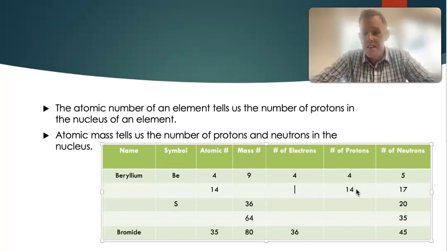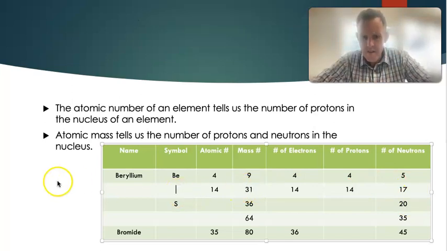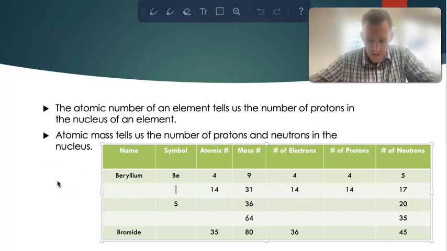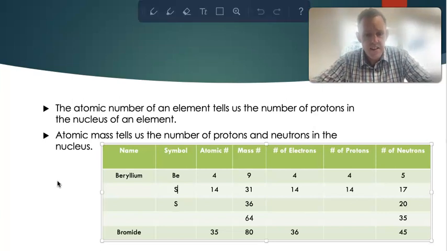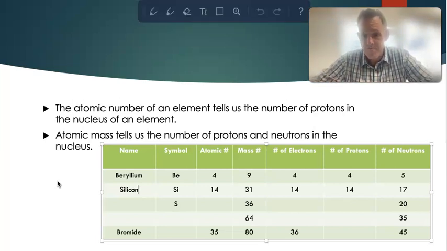My number of electrons in an atom is the same as my number of protons, so that has to be 14 as well. My mass number is the number of protons plus the number of neutrons. So 14 plus 17, I have a mass number of 31. My symbol, now this is where I'm going to go back to my periodic table. Element number 14 is Si, silicon. I'm just using information from the table to figure it out, plus using a periodic table.